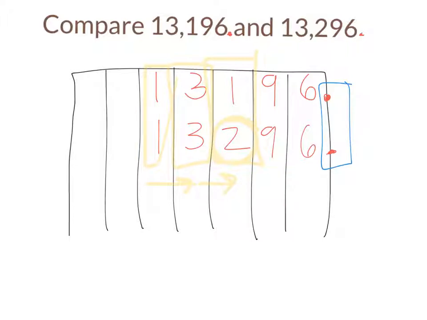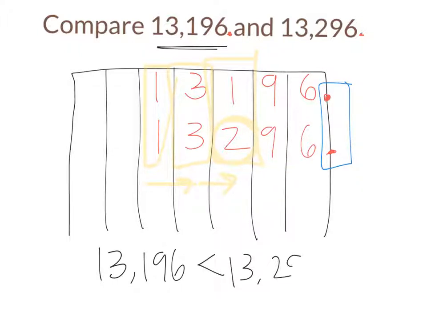And we can write it using the greater than, equal to, or less than sign. Here's how you would write it. You would say 13,196, because that's our first number, is less than 13,296. Do you guys remember, did your teacher ever tell you a story about how this greater than, less than, or equal sign is kind of like an alligator's mouth? Yeah. And does the alligator like to eat the bigger number or the smaller number? Bigger. So right now, is his mouth pointed to the bigger number or smaller number? Bigger. So that means that this is the less than sign because the first number is less than the second number. Do you see that?